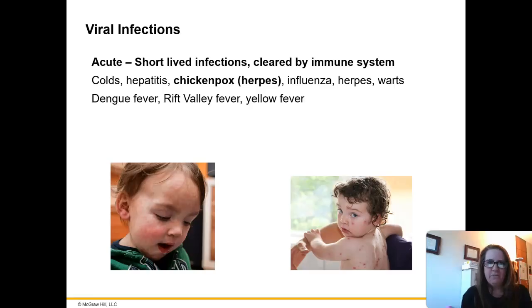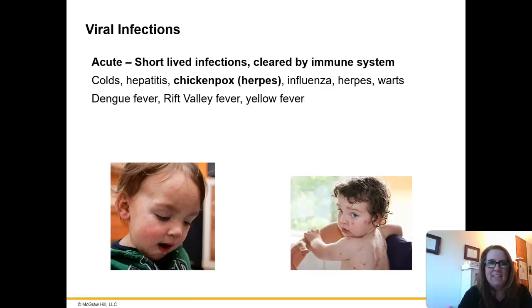Some other acute infections, of course, flu, herpes, warts, and chickenpox. So we'll come back to talk about chickenpox. But in our figures down below on the left-hand side, we have a child with measles. Now, measles can be acute and often are acute. So we could talk about acute measles infections, and we're going to talk in a little bit about what happens when this becomes a chronic continuous infection. Okay, right-hand side, we see a child with chickenpox.